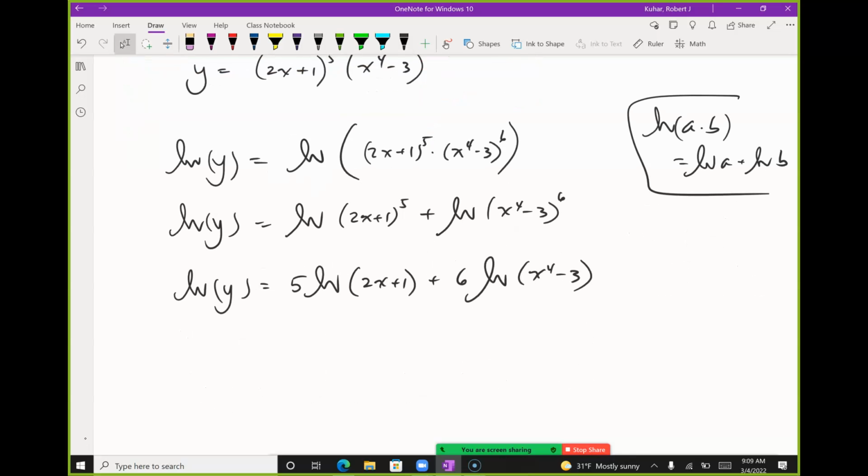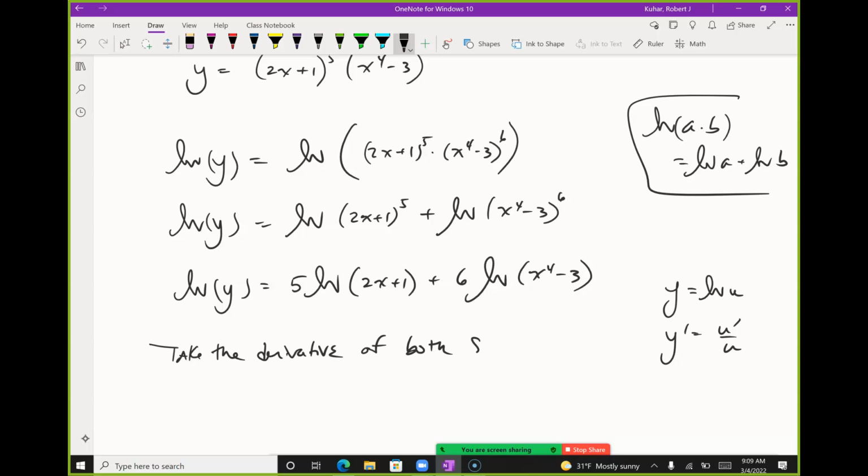Reminding myself that if y equals the ln of u, then y prime is u prime over u. So you can see that when I take these derivatives now, they're going to be very, very simple. So I'm ready to take my derivative. I'm going to take the derivative of both sides.